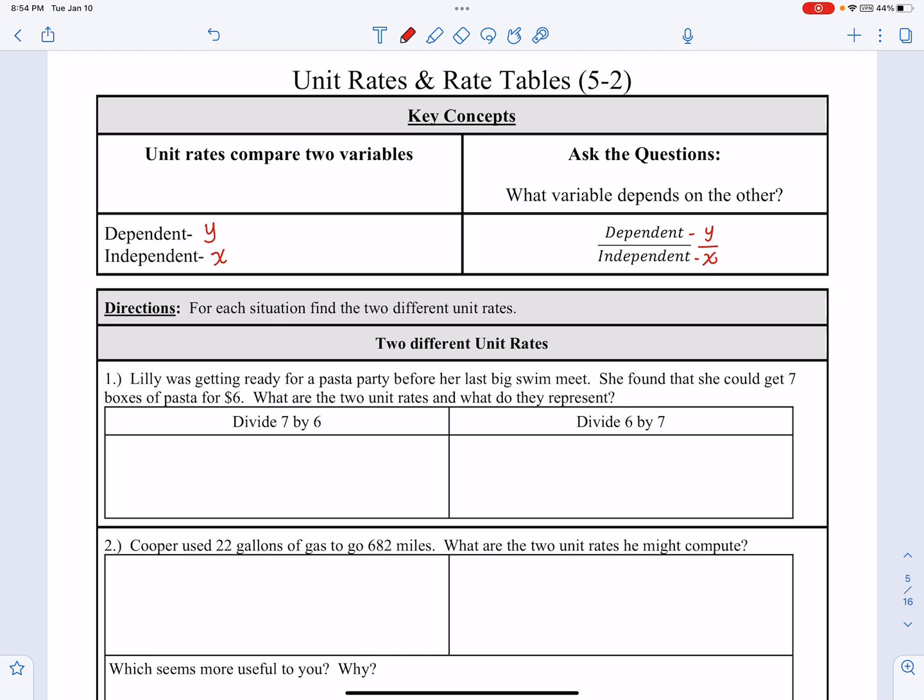Okay, and so you might have something like price per boxes, because the price is dependent on how many boxes you have. Okay, or you might have a cost per time over here, because the payment for you depends on how much time you spend. Okay, and so that's how dependent and independent can be phrased.